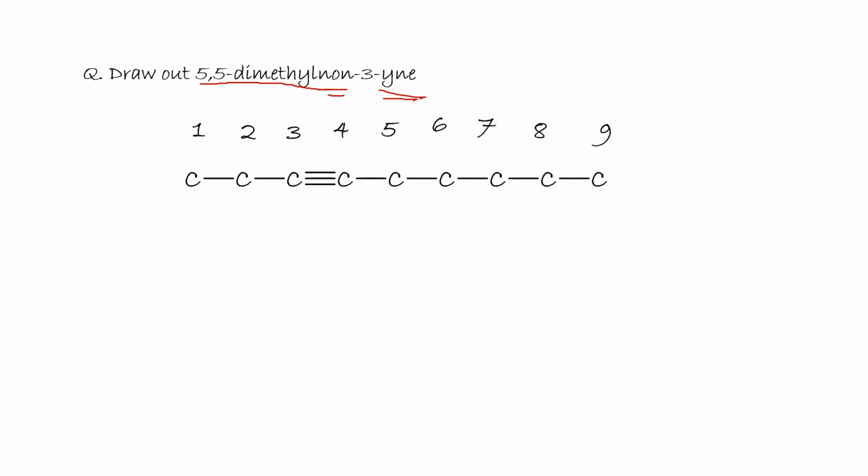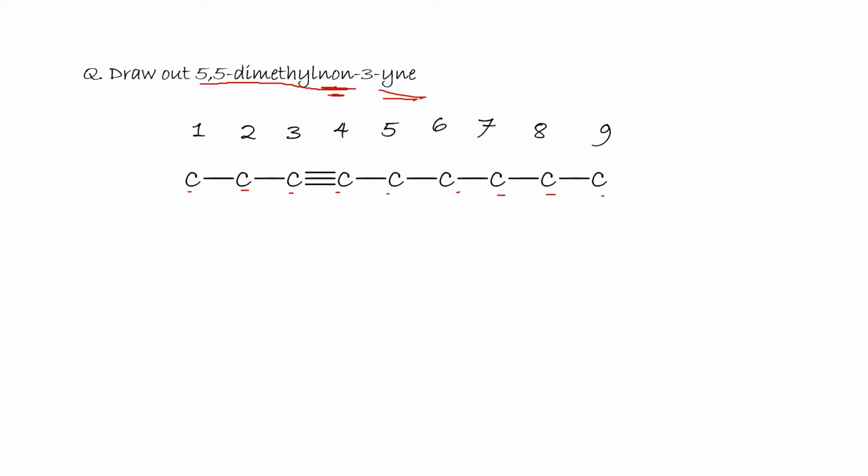Draw out the compound 5,5-dimethylnon-3-yne. So what you will do: write the chain that contains 9 carbons, and from any side write 3-yne. So 1, 2, 3, 4, 5, 6, 7, 8, 9.